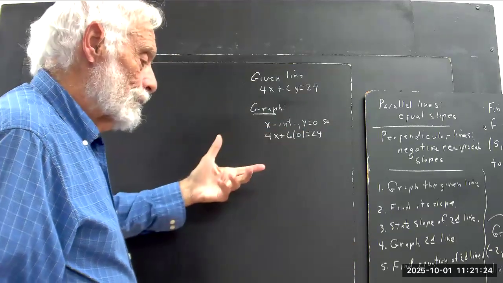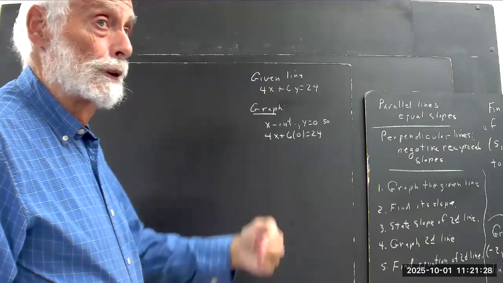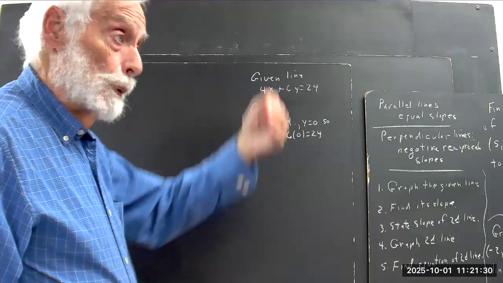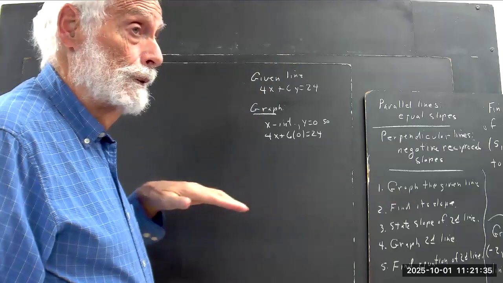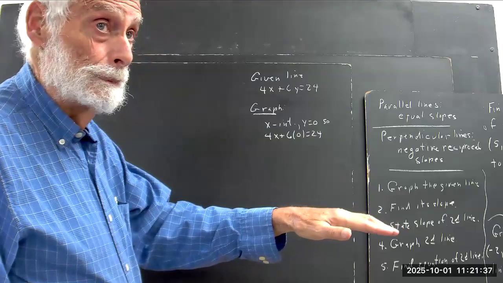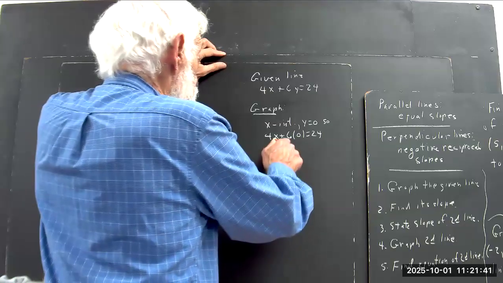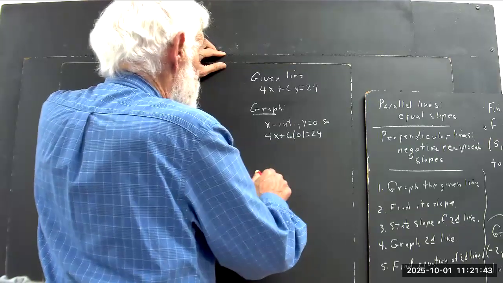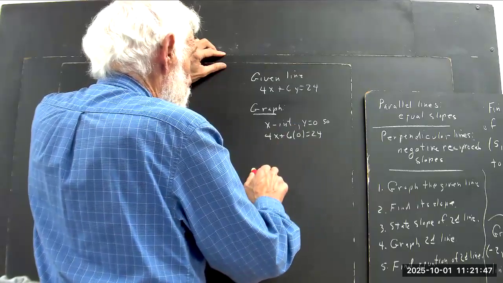As we've seen, the y-axis is the line where x equals 0. Everywhere on this line, x equals 0. Everywhere on the x-axis, the y value is 0. Okay, so 4x plus 6 times 0 equals 24. Y is 0, we're going to get the x-intercept.